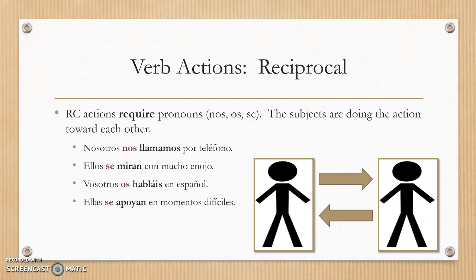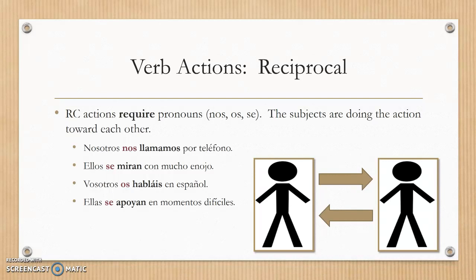The two words do not exist. If you look up each, it would be cada, other, otro, and that does not mean the same thing as each other in English. So here, in order to say each other, we add the reflexive pronouns nos, os, or se in front of our verb, and that translates to each other.